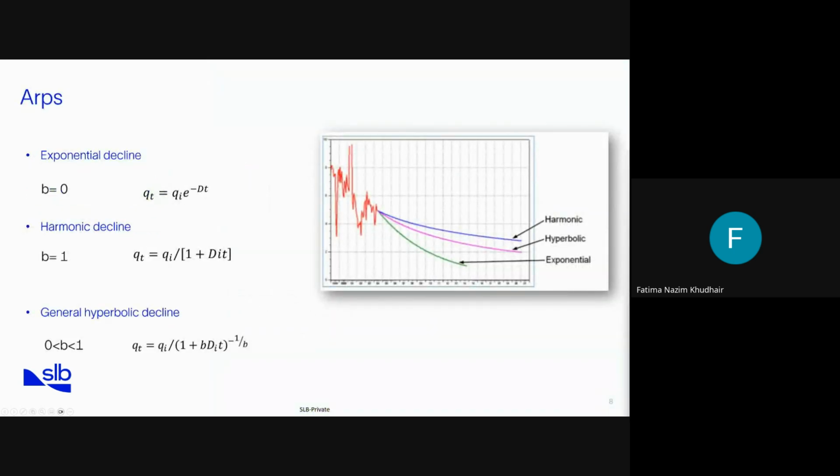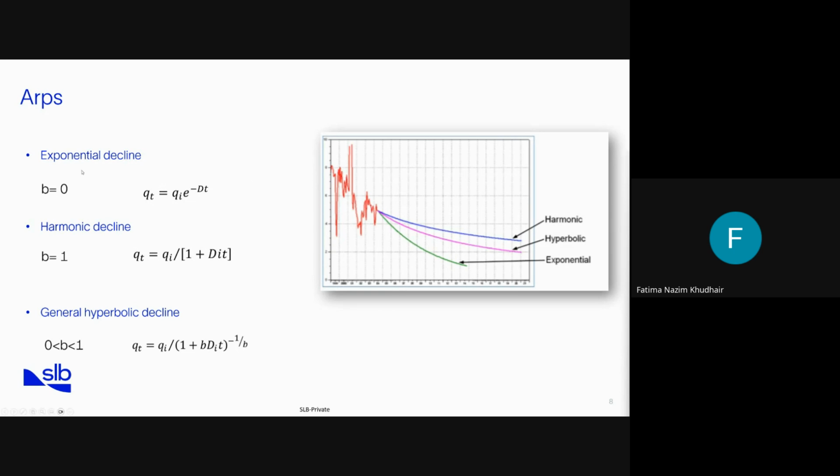Okay, so the most commonly used technique of decline curve analysis is ARPS. The ARPS equation created the foundation of decline curve analysis by proposing a simple mathematical curve. There are three curves in the ARPS method.